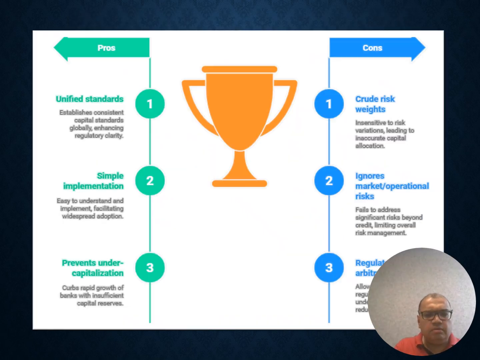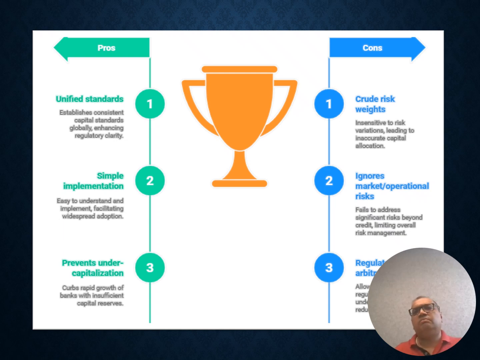Now, I think my second last slide is about the pros and cons of Basel One itself. First of all, before that there were no unified standards for banks. Then unified standards came, and banks had to follow them instead of doing whatever they wished. It's simple to implement. Basel One is relatively simple compared to the subsequent standards, and not much calculation is involved. It prevents undercapitalization. Unlike banks at that time, which kept capital based on their whims, it at least prevented undercapitalization, if not overcapitalization.